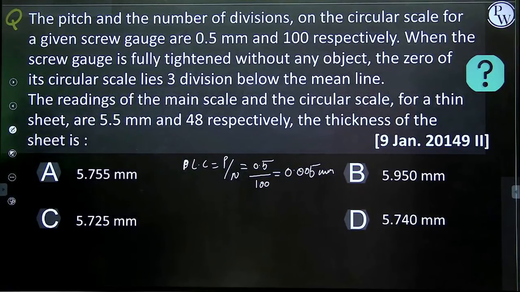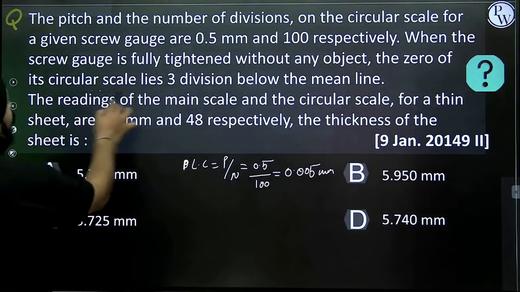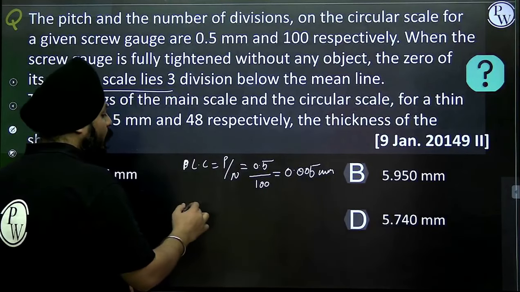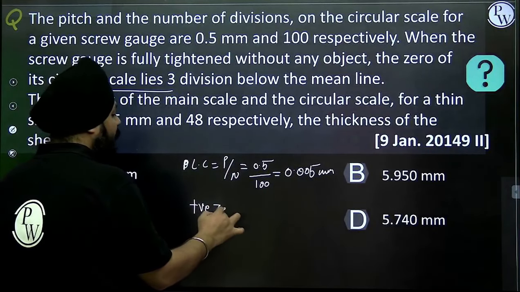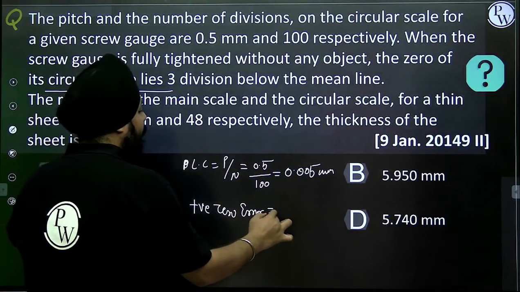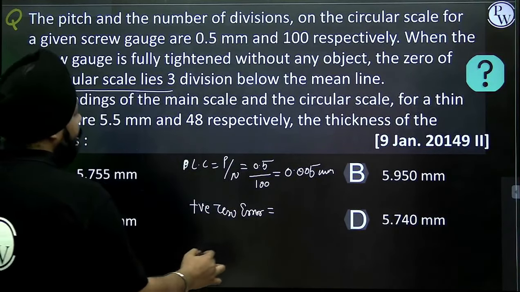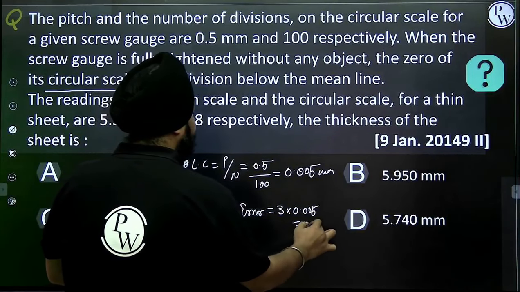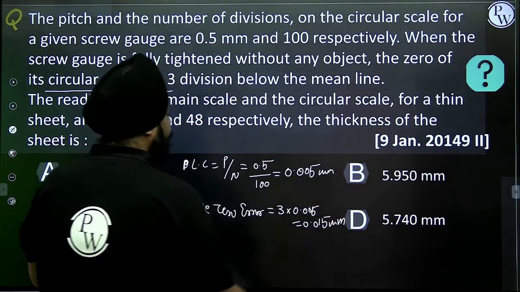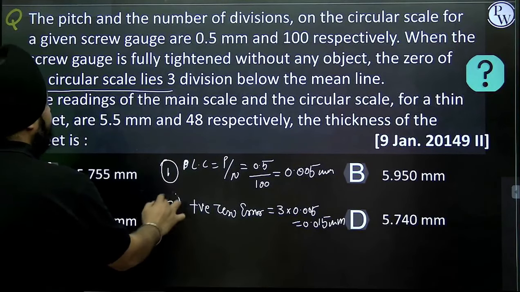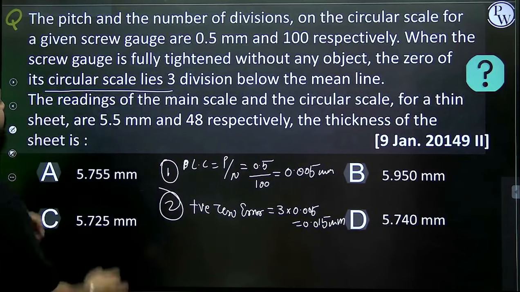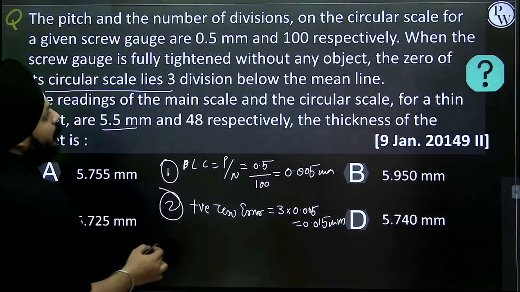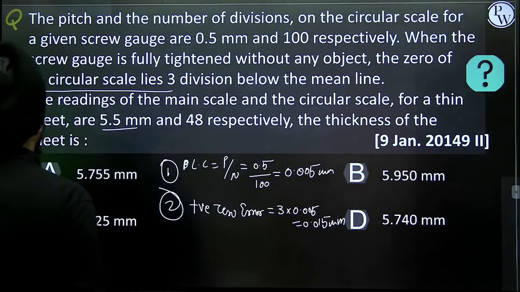When the screw gauge is fully tightened without any object, the 0 of the circular scale lies 3 divisions below. So it means we have a positive zero error, and that will be equivalent to the number of divisions, 3 divisions, into the least count 0.005. So that is 0.015 mm. This is the first part, and this is the second part. Now, the main scale reading of this. So now see, what will the total reading be?